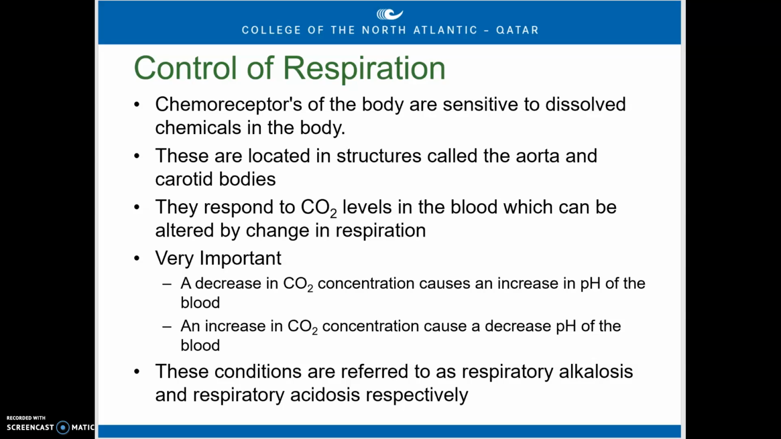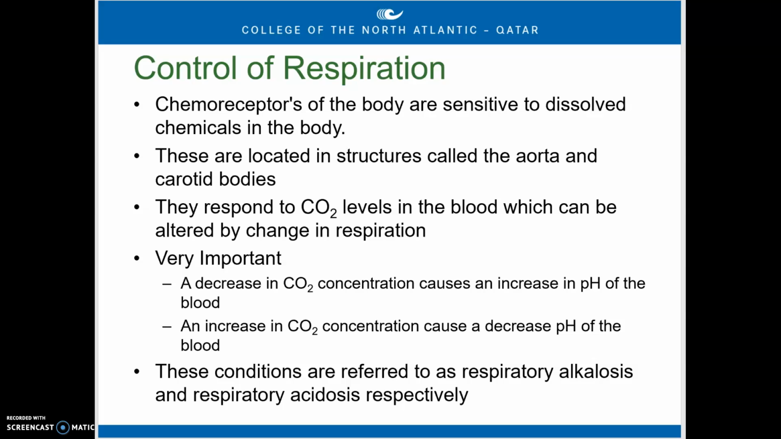The control of our respiration is basically monitored by chemoreceptors that we have throughout our body. Now, the ones particularly that are responsible for respiration are going to be located in the aorta and in these other places called carotid bodies. Okay, so we have these chemoreceptors, and they're going to be very sensitive to the level of carbon dioxide which is in our blood. And what these chemoreceptors are going to do is change our breathing rate in order to keep our blood pH at a certain level. And our blood pH is going to depend on how much carbon dioxide is present in the blood.